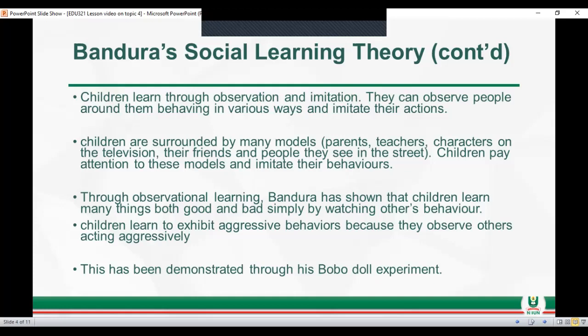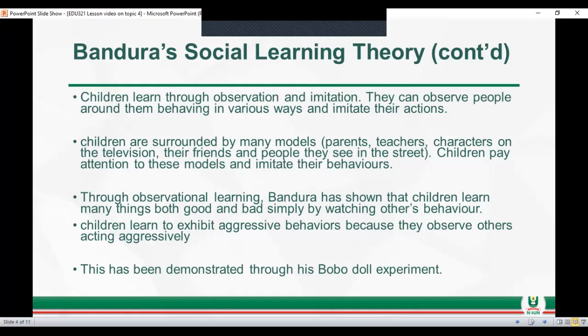And through observational learning, children learn many things, both bad and good behavior, simply by watching others' behavior. Bandura also observed that children learn to exhibit aggressive behaviors because they observe others acting aggressively. No child was born with any aggressive tendencies. Any child you see exhibiting aggressive behaviors must have learned those behaviors through watching and imitating the actions of others.